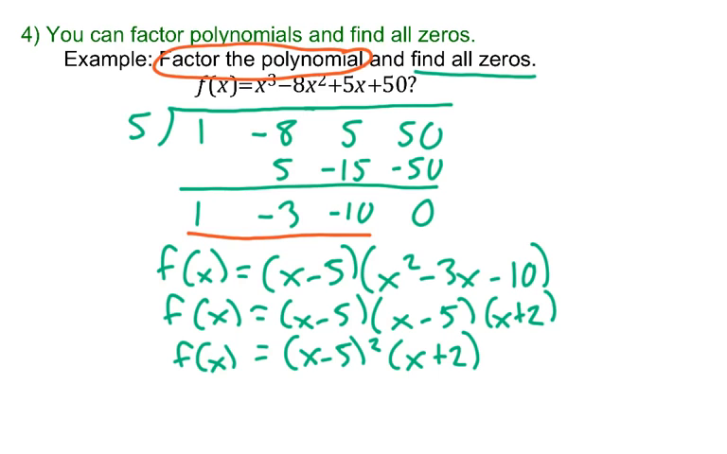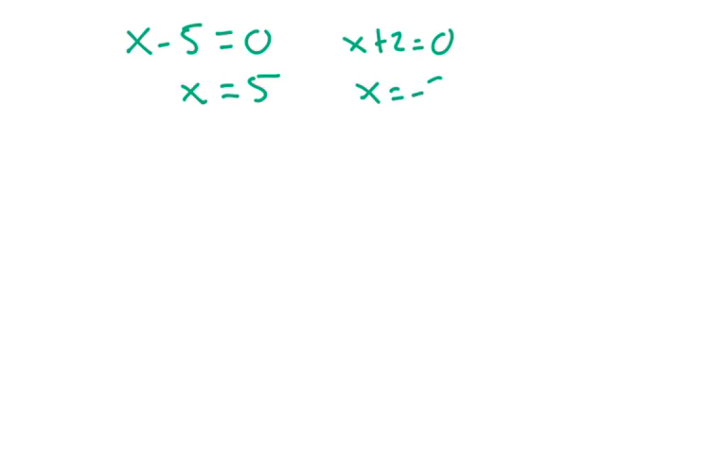Now, have I found all zeros? Well, really, I've done that too, because the zeros of the polynomial are found by setting the factors equal to 0. So if I go to another page, the zeros of this polynomial will be found by setting x minus 5 equal to 0 and x plus 2 equals 0. Now, we already knew that 5 was one of the zeros. Negative 2 is another one.